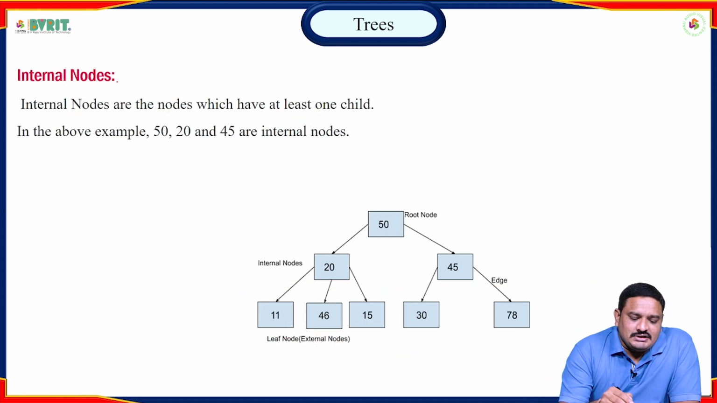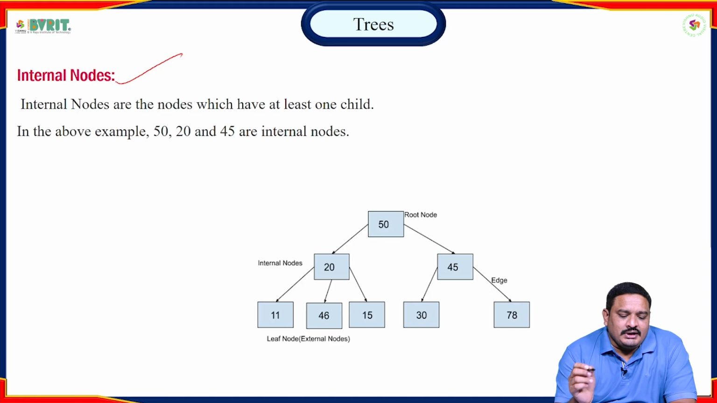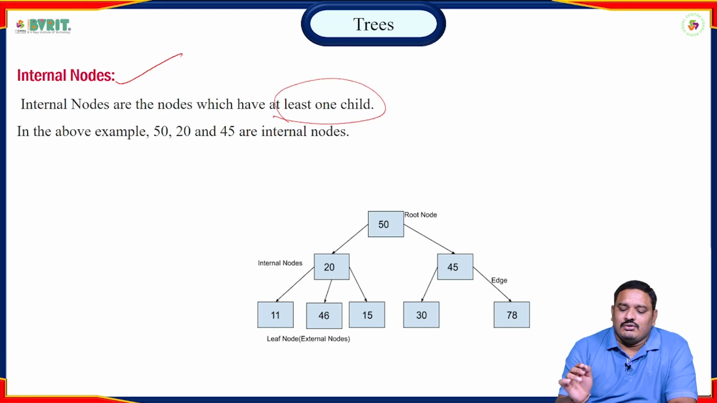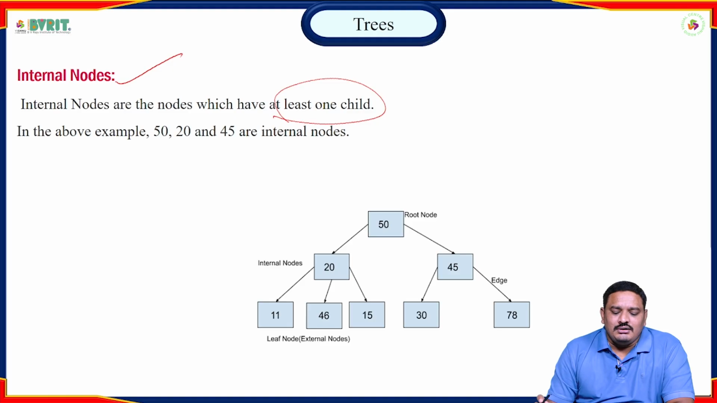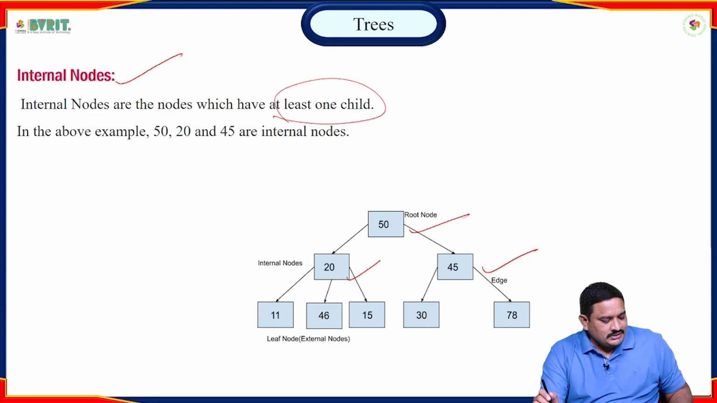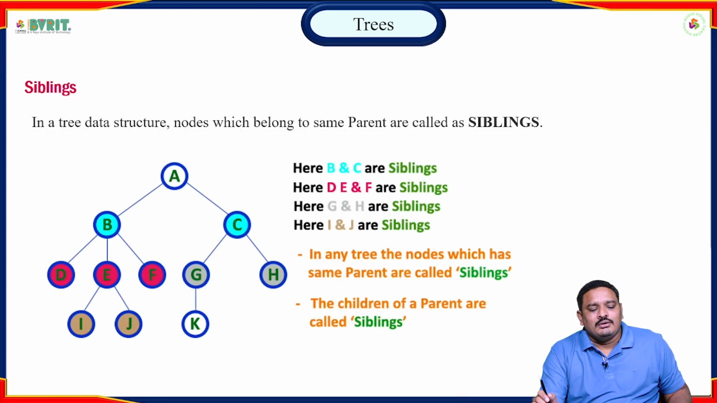Another definition is, what is the internal node? The internal nodes are the nodes that have at least one child node. At least one child node. In this example, 50, 20, 45, these three are the internal nodes. Okay, that is the definition of internal nodes.